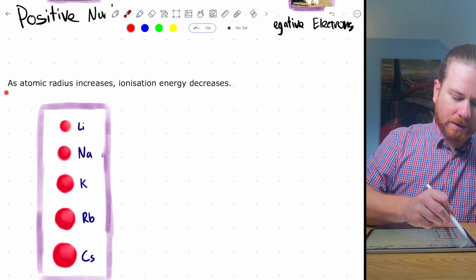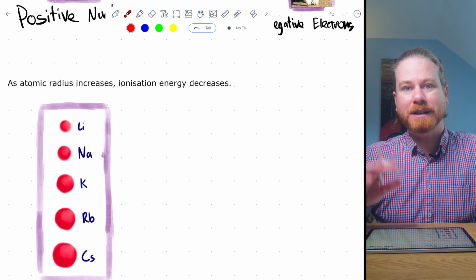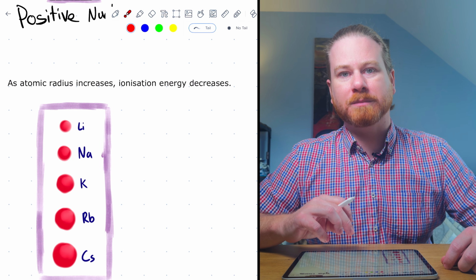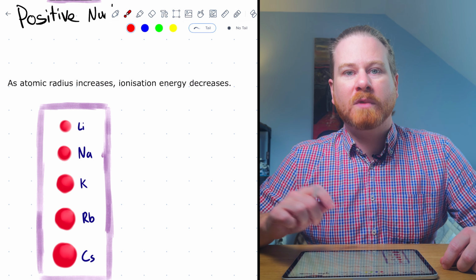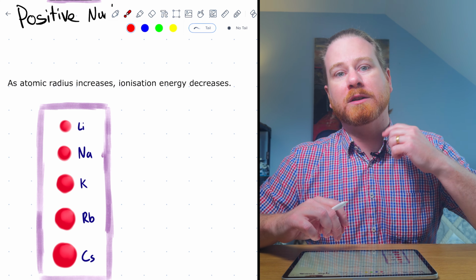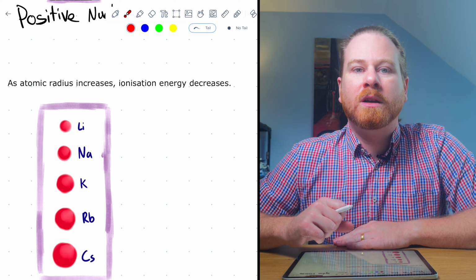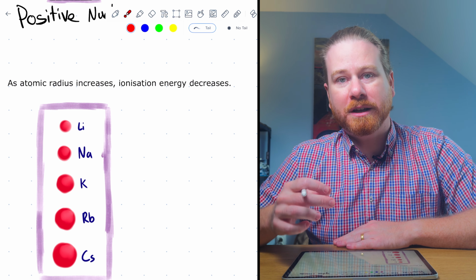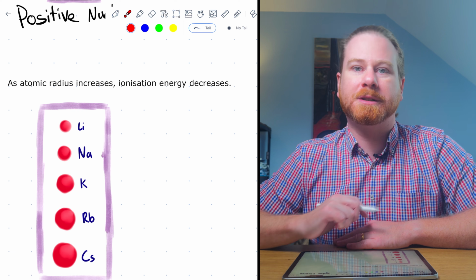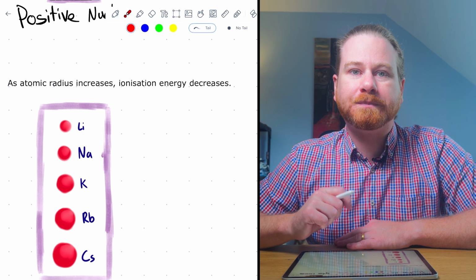So as atomic radius increases, the ionization energy decreases. Atomic radius is probably the easiest one to picture. As you go down the group, the number of shells is also increasing. Everything in period 1 has 1 shell, everything in period 2 has 2 shells, all the way up to 7. So as the atoms get bigger, the outer shell electron is physically further away from the nucleus, so the electrostatic attraction is weaker.